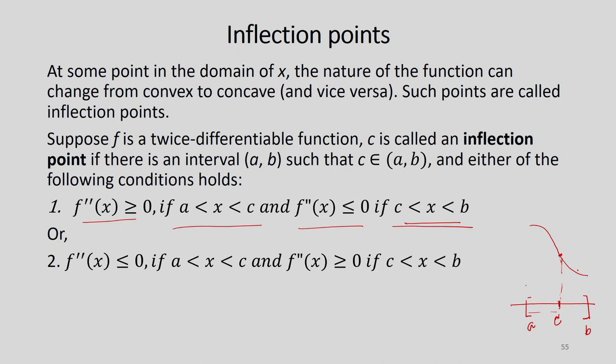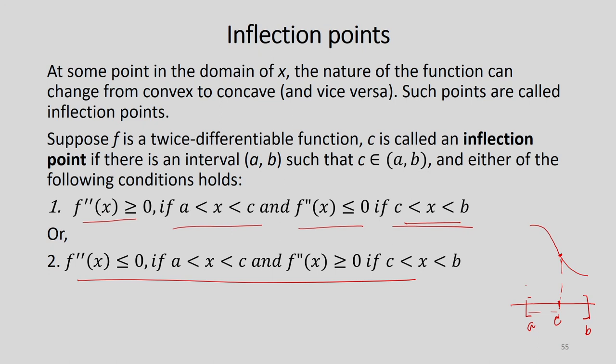How does a convex function look like? It looks like this. This could be an example of what is being said here. Here also, C is an inflection point. At C, we can see that the function's nature has changed. The second derivative sign has changed actually. That is a more precise way of saying it, because to the left of C, the second derivative is weakly negative. To the right of C, the second derivative is weakly positive. So, in this case also, C is an inflection point.